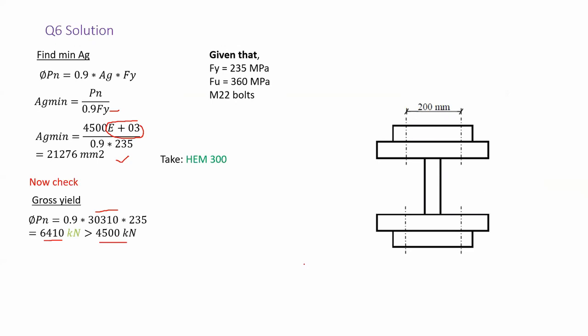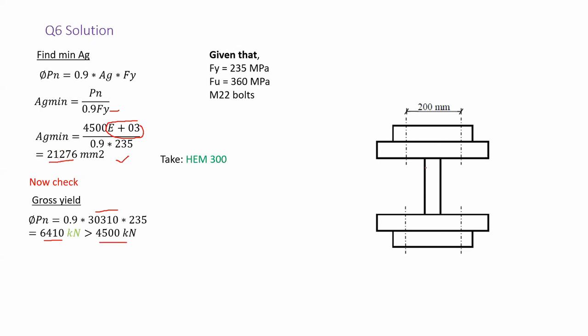So if we go back again here, AG minimum is found to be 21,000, right? Now, according to the question, we are supposed to check for HEA, HEB, and HEM. We have too many sections to check, so that is time consuming if we do it right now. Also, there is something you have to consider. It is true that we have to satisfy this condition. The minimum area we have to consider is 21,000.